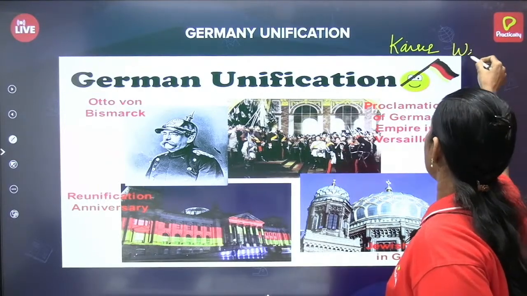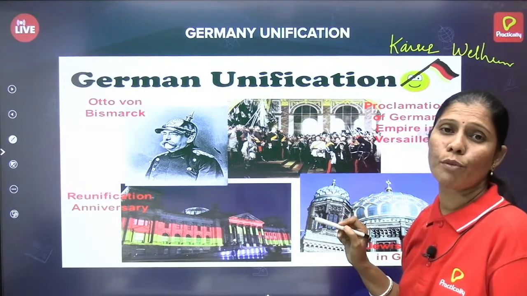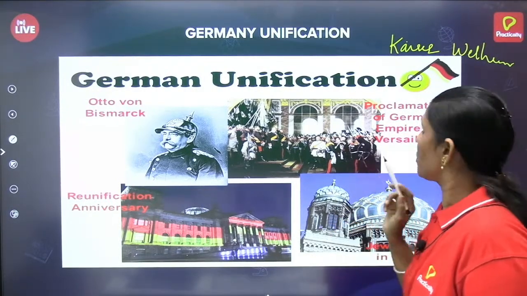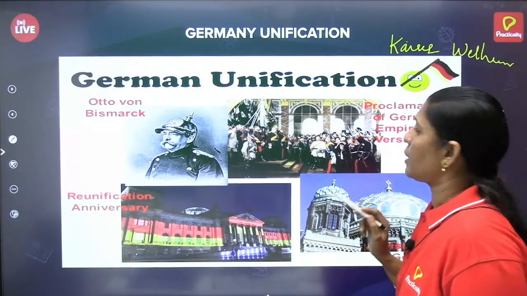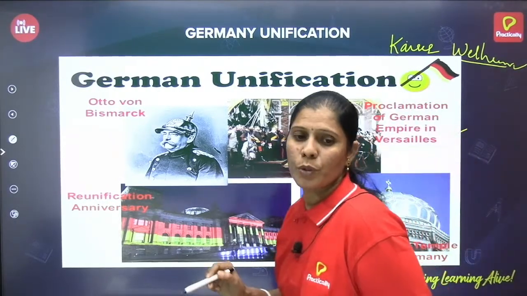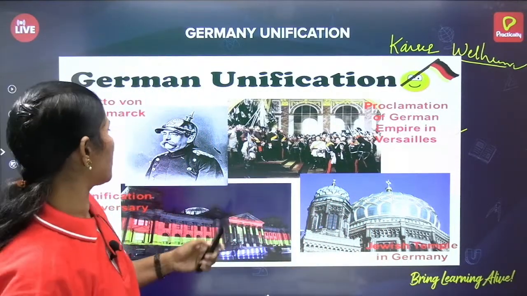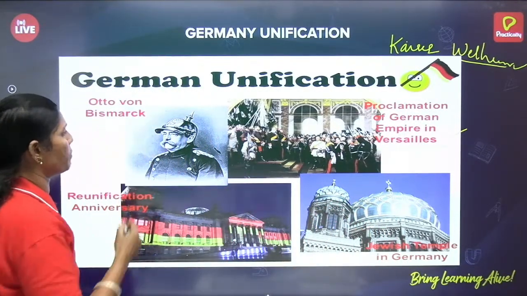Kaiser William is different, and Frederick William was different. The person who was offered the crown as king at St. Paul Church is different, and this person, Kaiser William I, is different. So how was this unification done by this person, Otto von Bismarck?